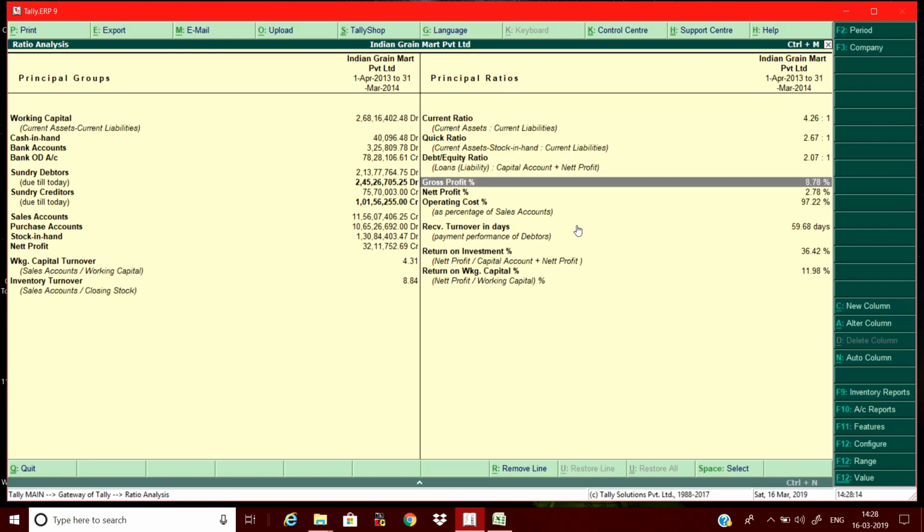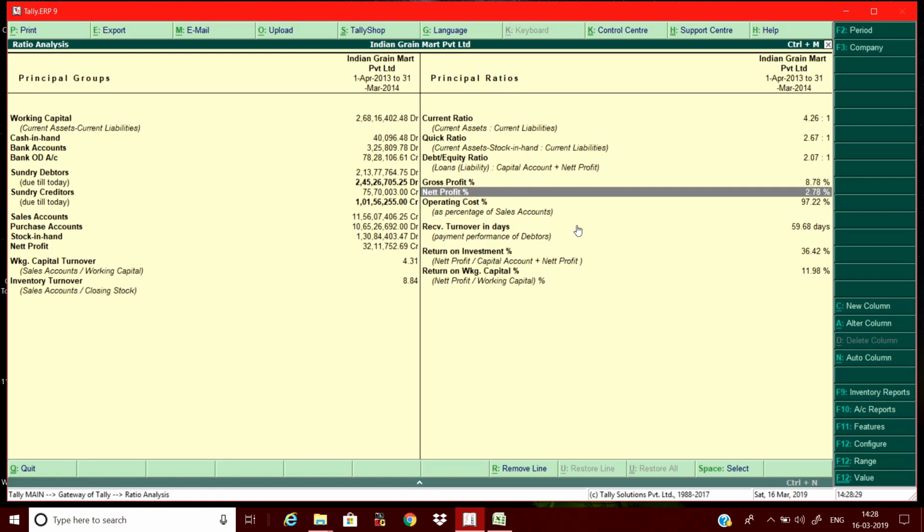Gross profit 8.78%, and again here there can be an error if any direct income is by mistake considered as an indirect income, or a direct expenditure considered as indirect, or vice versa, then definitely it is going to affect your gross profit. Net profit is prima facie correct because here all the expenses and incomes are considered. So now 2.78% can roughly be considered as your net profit.